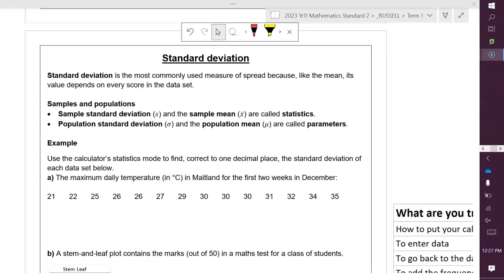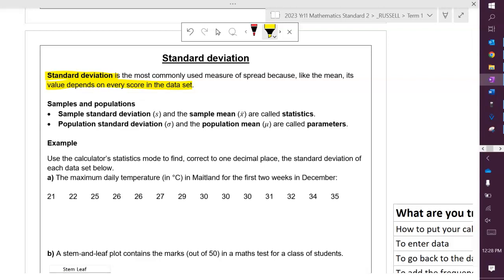In this lesson we're looking at standard deviation, and it's the most commonly used measure of spread. Unlike the mean, it uses every single score in the data set. So our standard deviation uses every score, or its value depends on every score.